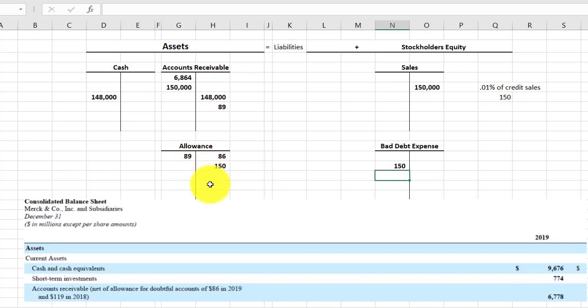Okay? Our ending balance in the allowance in this scenario is going to be 86 plus 150 minus 89. So 147. Okay? Our total accounts receivable is going to be beginning balance plus the sales plus the increases, subtract the decreases.